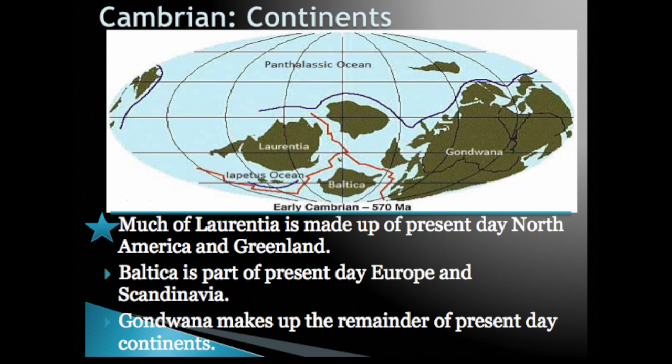If you guessed Laurentia, you're correct. Laurentia made up modern-day North America and Greenland, while Baltica made up most of Europe and Scandinavia. Gondwana made up the rest of the present-day continents.